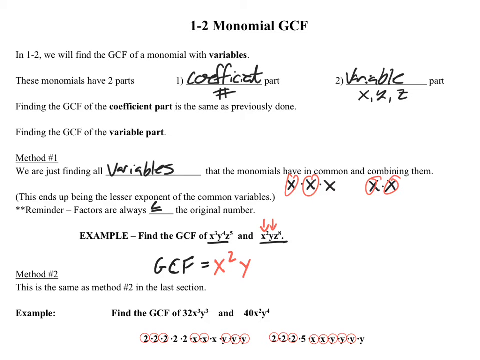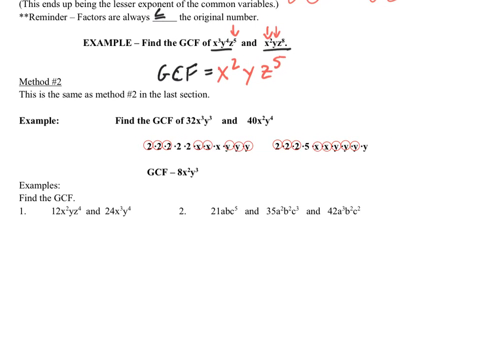Looking at the z's, we have a z to the fifth and a z to the eighth, and the smaller one is our z to the fifth. The nice thing about doing it this way is that we don't have to spend a lot of time rewriting everything, and we can focus on what they have in common. So let's look at the other way. It's a little bit more roundabout, but it'll get us there just as well.